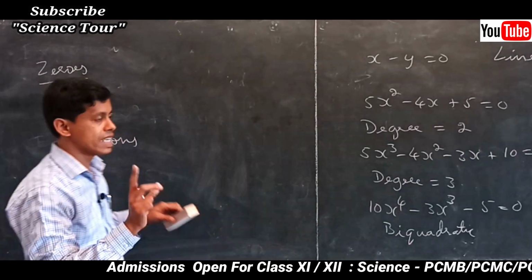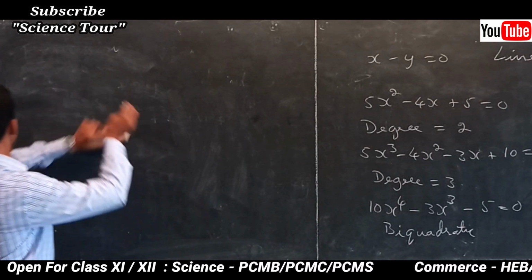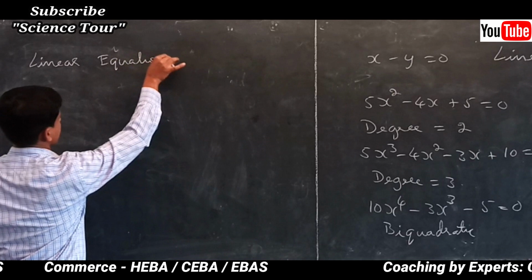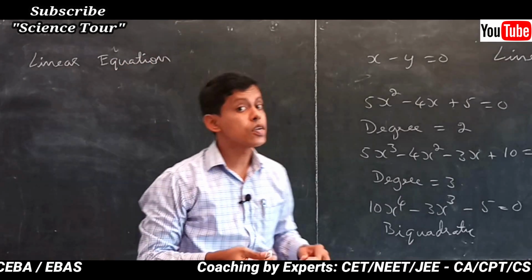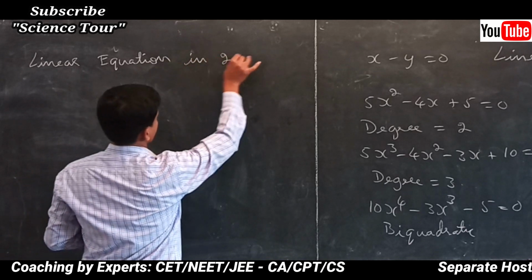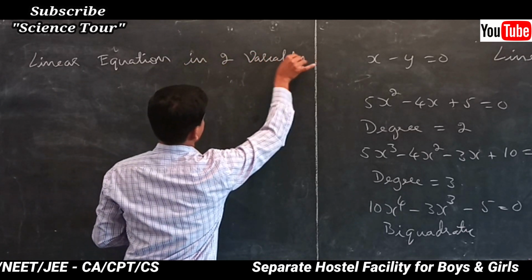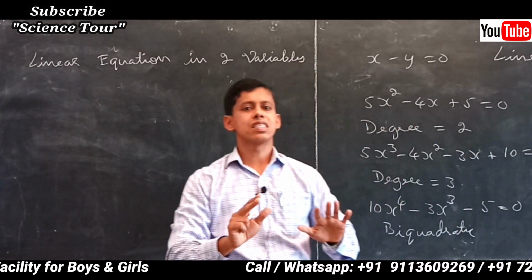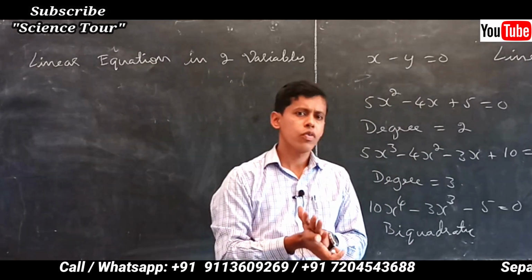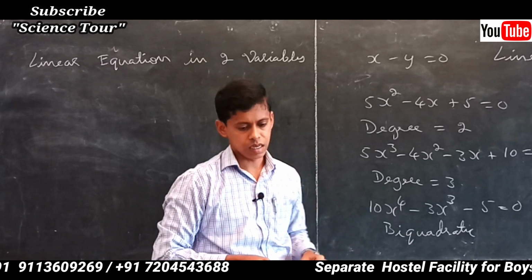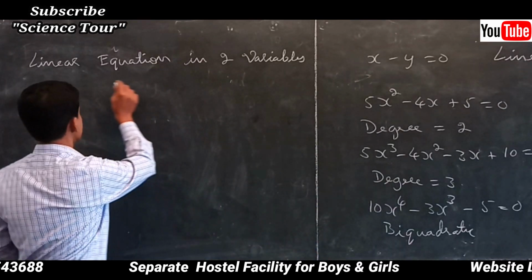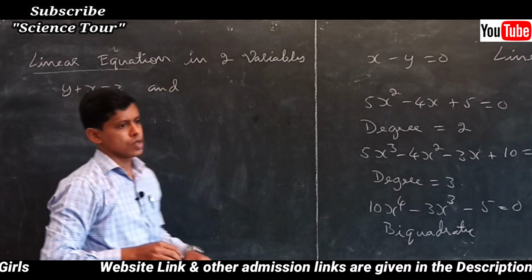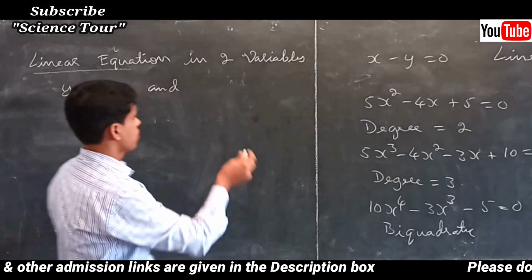So, I am talking about a linear equation in two variables. Let us take one example and understand how we can solve this. The example is y plus x is equal to 3, and the next example that you have is y is equal to 4x minus 2.